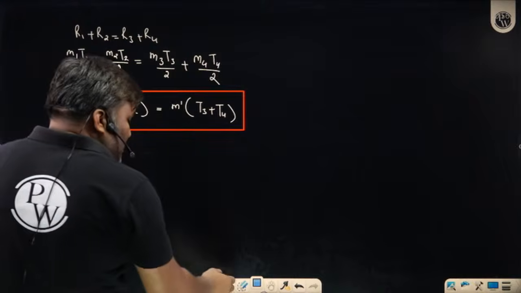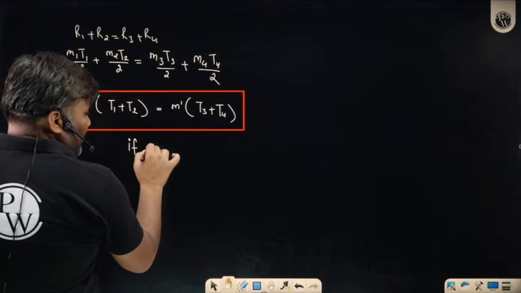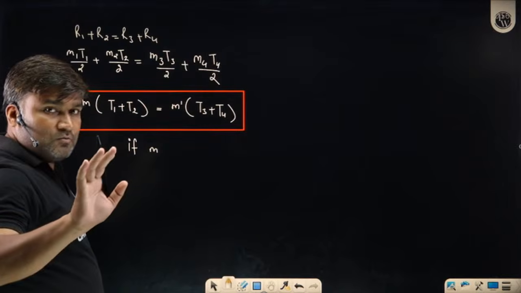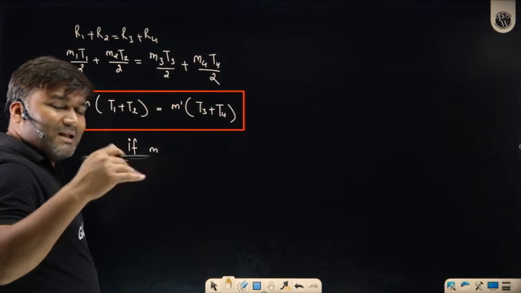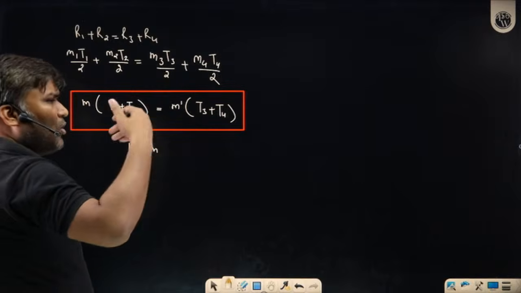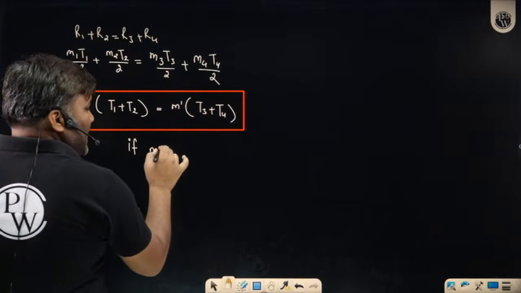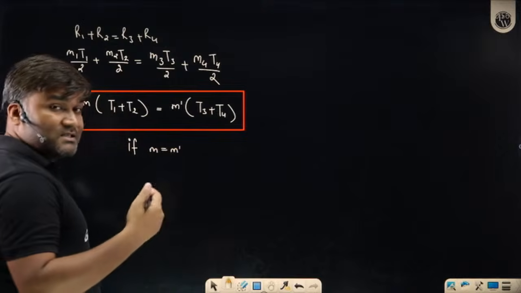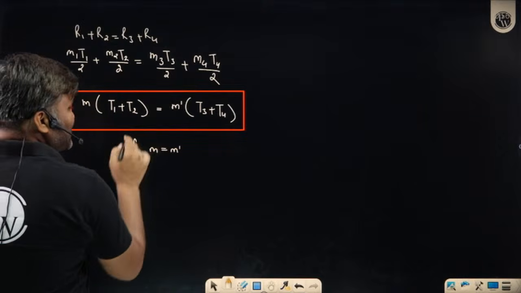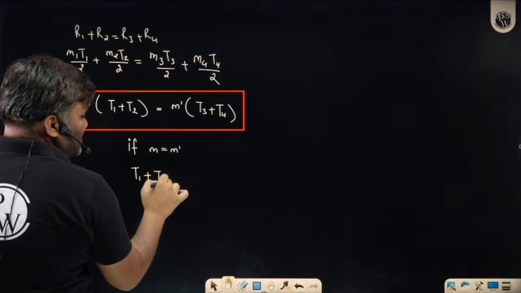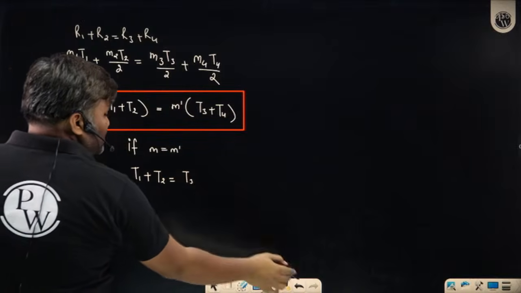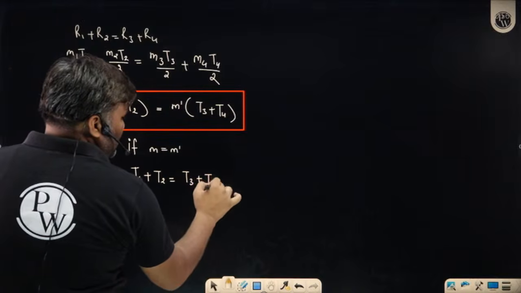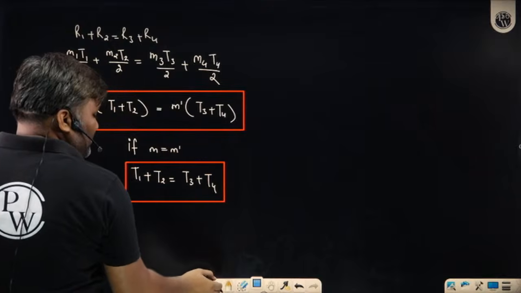Clear baat hai? Then, and if all the gears, it is not a compulsion, but if they have said for the sake of simplicity that all the gears are having same module, m is the same as m dash if it is given. So even m and m dash gets cancelled, and I am having t1 plus t2 equal to t3 plus t4. You have got this value, this relation.